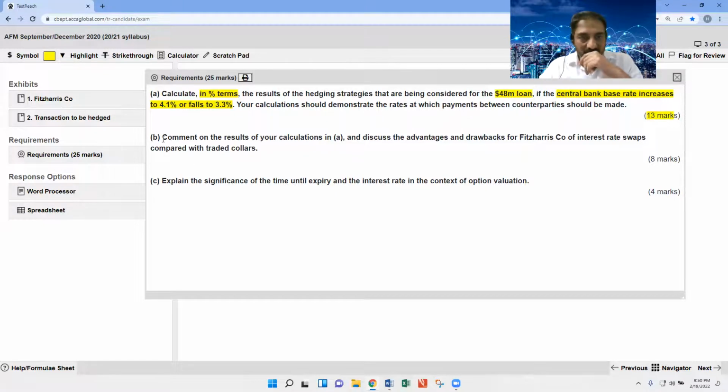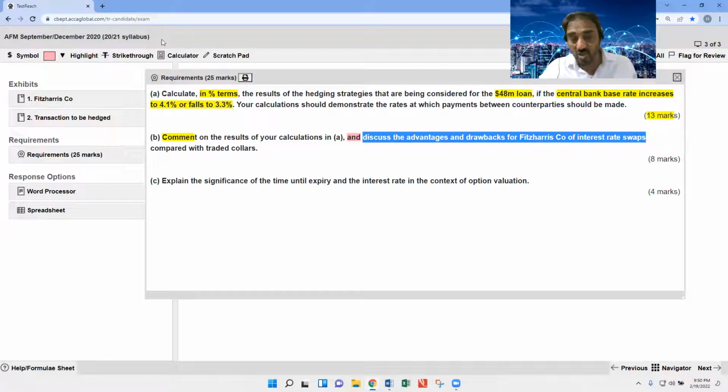Number 2, comment on the result of calculation A. And now split this part into two components. Discuss the advantage and disadvantage of Fitz Harris's interest rate swap. So that means this 8 marks has 2 parts, comments and something about swaps, plus and minus.